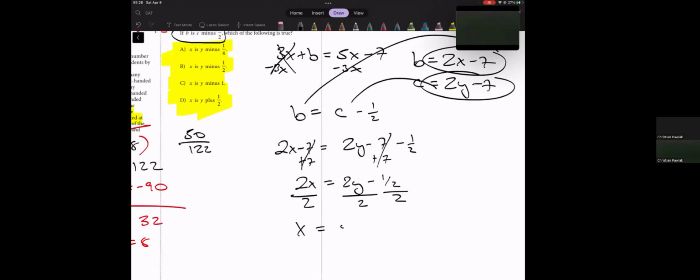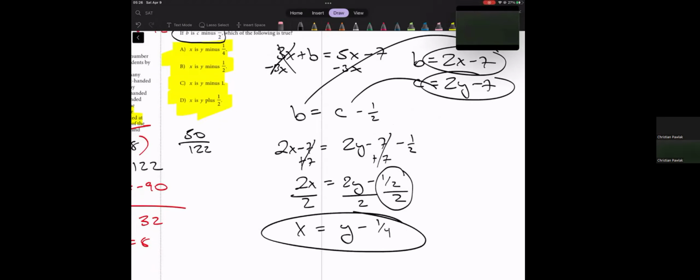And I get x equals y minus, and then what's half of 1/2? Half of 1/2, so 1/2 divided by 2, that's going to be 1/4. So if I have 50 cents, what's half of 50 cents? It's a quarter. And that's my answer, A.